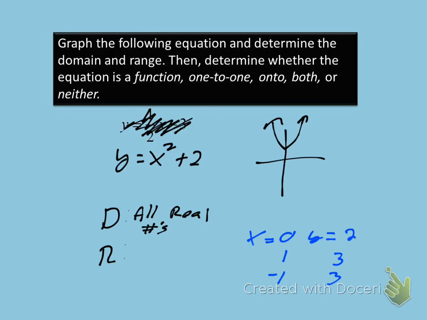Everybody see that? Now, 2 things come from this. Number 1, when we go back and talk about our function as being 1-to-1, onto, both, or neither, see how these 2 x's go to the same y? 1 and -1 both go to 3. Which means it is a function, but it's not 1-to-1.